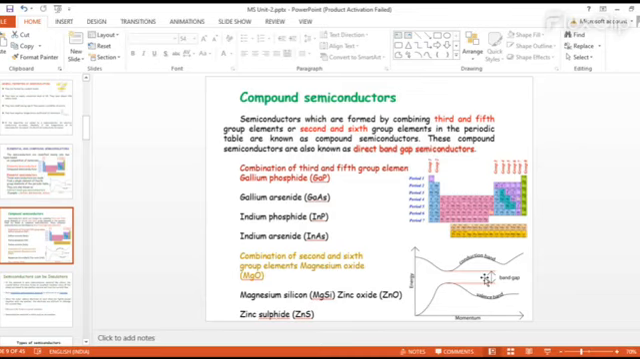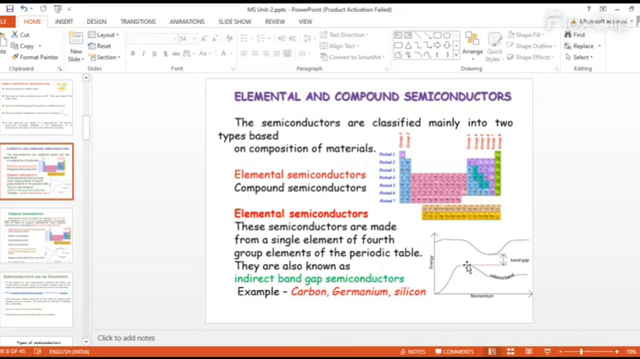Next one is compound semiconductors, which are formed from third and fifth group elements, or second and sixth group elements in the periodic table. These compound semiconductors are also known as direct band gap semiconductors. You can see the direct band gap here. The electron transition is from the top of the valence band to the bottom of the conduction band. Whereas in the case of elemental semiconductors, the electron transition is not a linear process.